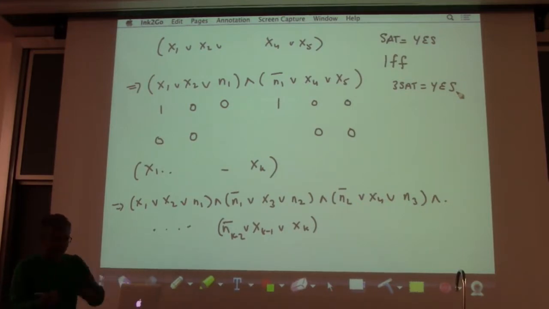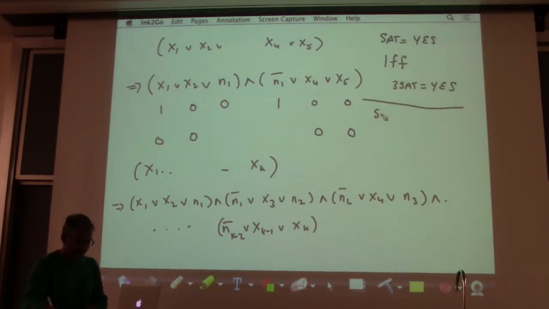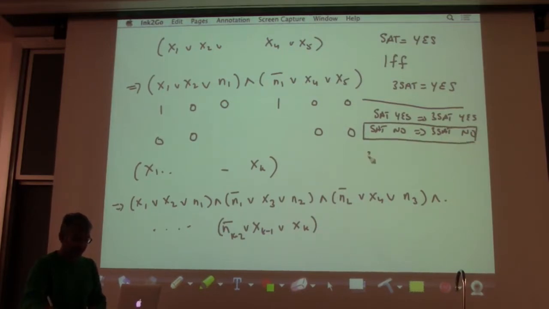So you can either prove this by saying, there are two ways to do this, right? One way is to say SAT yes implies 3SAT yes, which is what we just did, and SAT no implies 3SAT no. This is the way we proved it just now. The other way, you could replace the second statement by saying that 3SAT yes implies SAT yes.